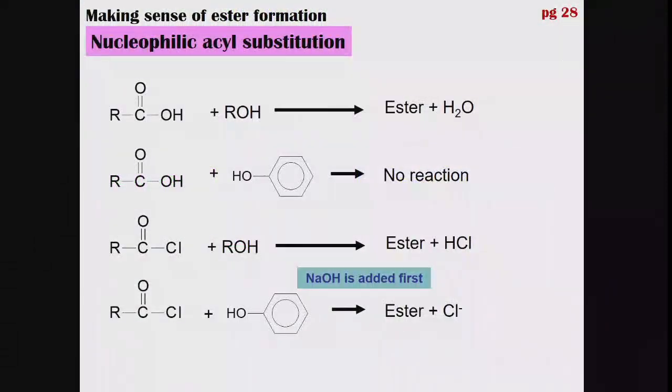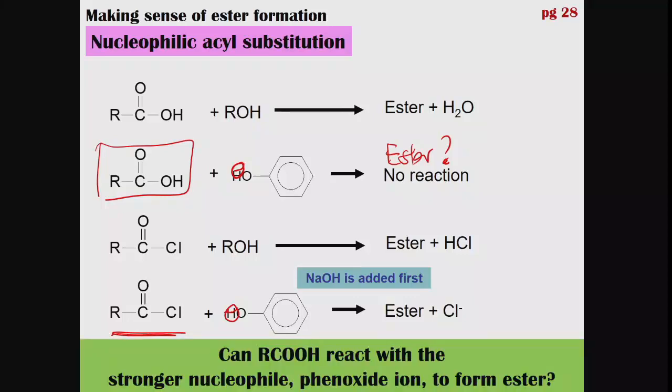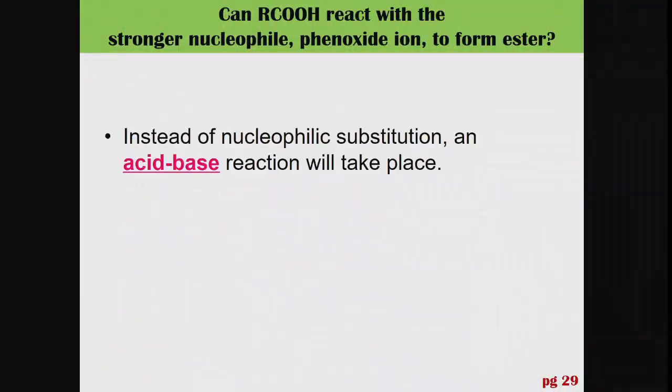Now the next question you should ask yourself: since I change phenol to O minus, it can react with acid chloride very readily. Why not, when it reacts with carboxylic acid, change the phenol to O minus, a phenoxide ion? If I let carboxylic acid react with a phenoxide ion instead, will it allow ester to be formed? So this is the next thing you need to consider. It doesn't mean that changing phenol to a stronger nucleophile will form ester with carboxylic acid. Because what is happening is, instead of forming ester via nucleophilic substitution, an acid-base reaction will take place instead.